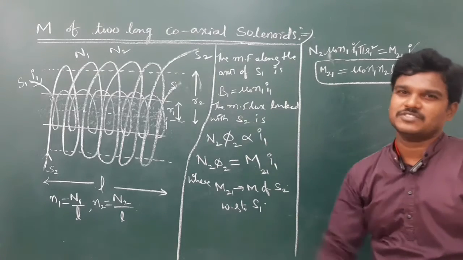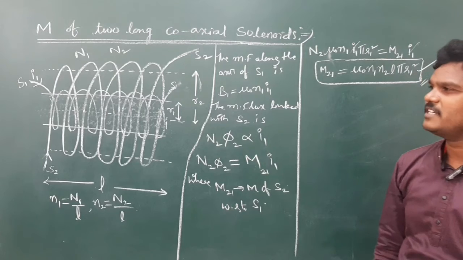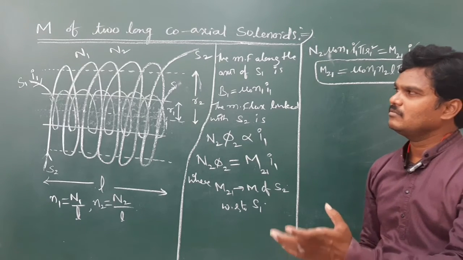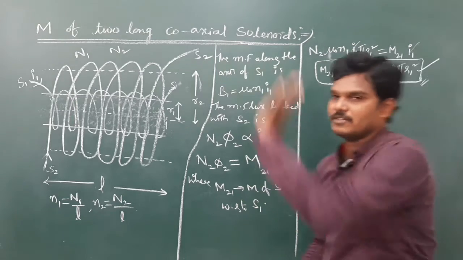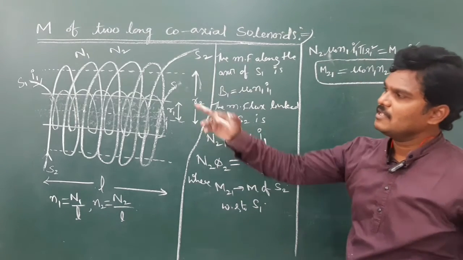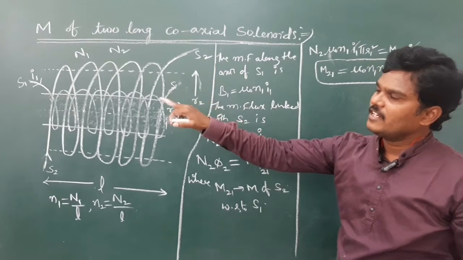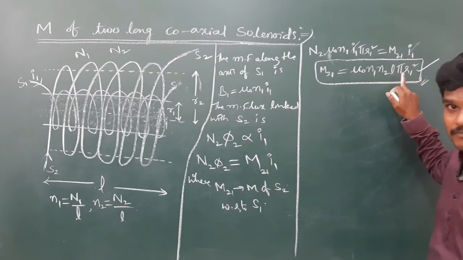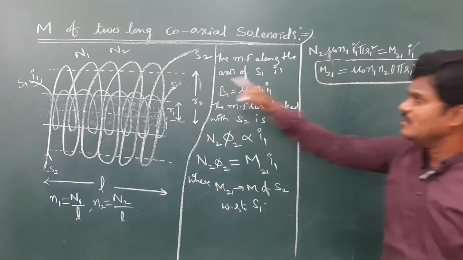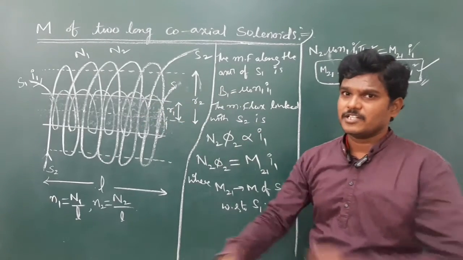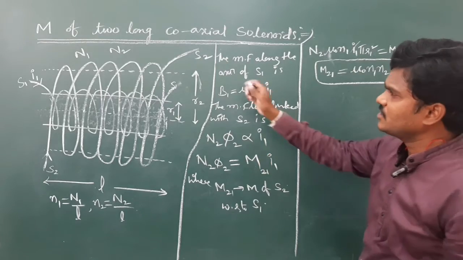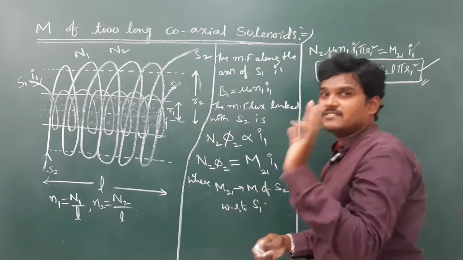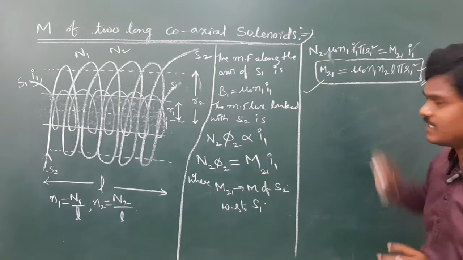Let us do the reverse process. The reverse process means just send current I2 in S2. Forget about I1. Right now I'm sending I1 in S1, then I got this formula. See, there is no I at the end. So in the reverse process, you send some current I2 in the second solenoid. Up to here the answer is completed.